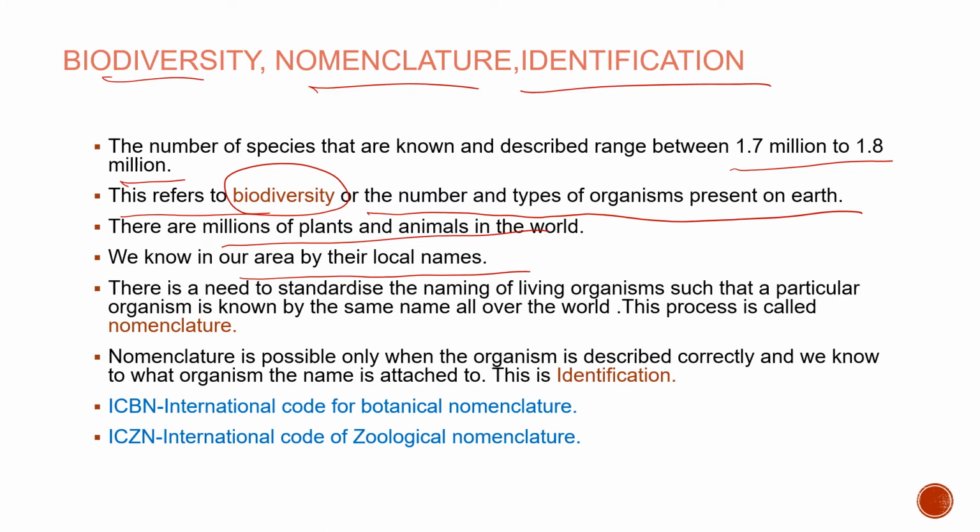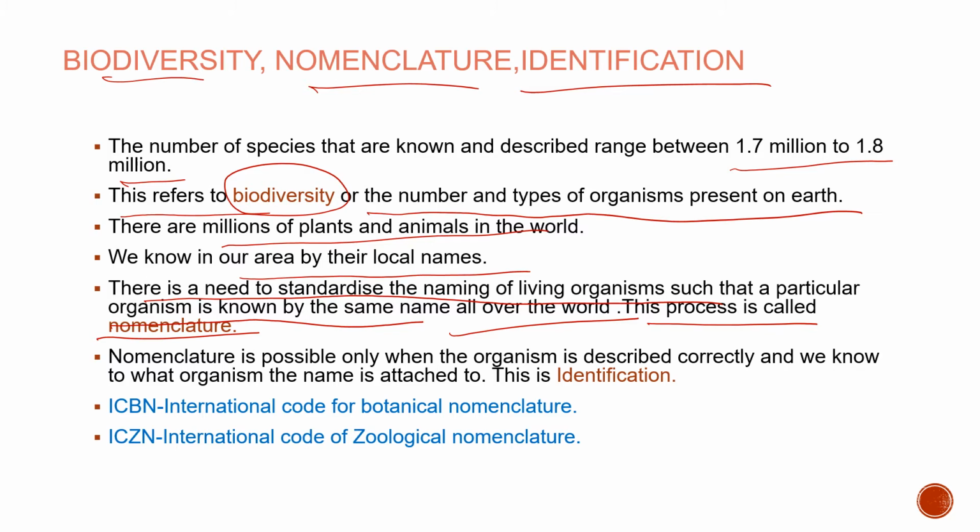But we need to standardize, we need to give them the same name throughout the world. There is always a need to standardize the naming of living organisms, such that a particular organism is known by the same name all over the world. This process of naming organisms with the same name all over the world is called nomenclature. Is it clear to all? It is called nomenclature.